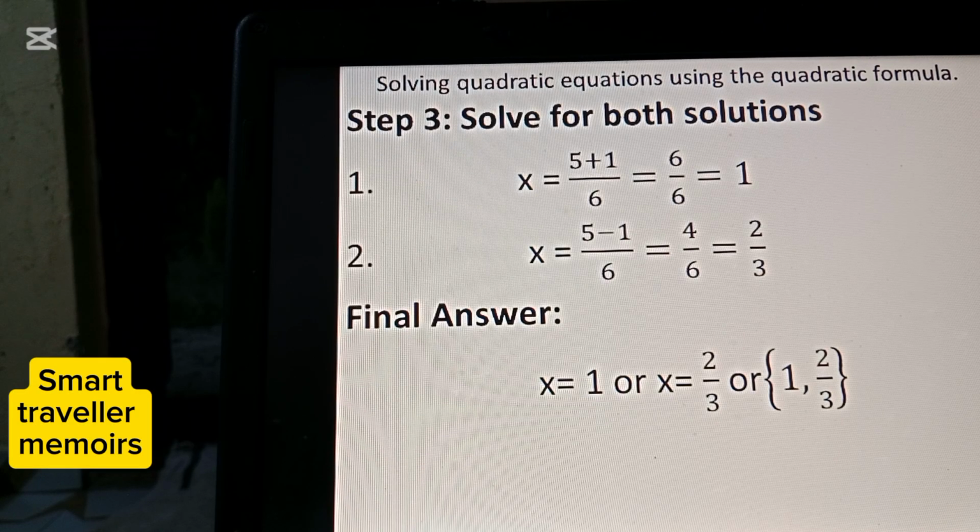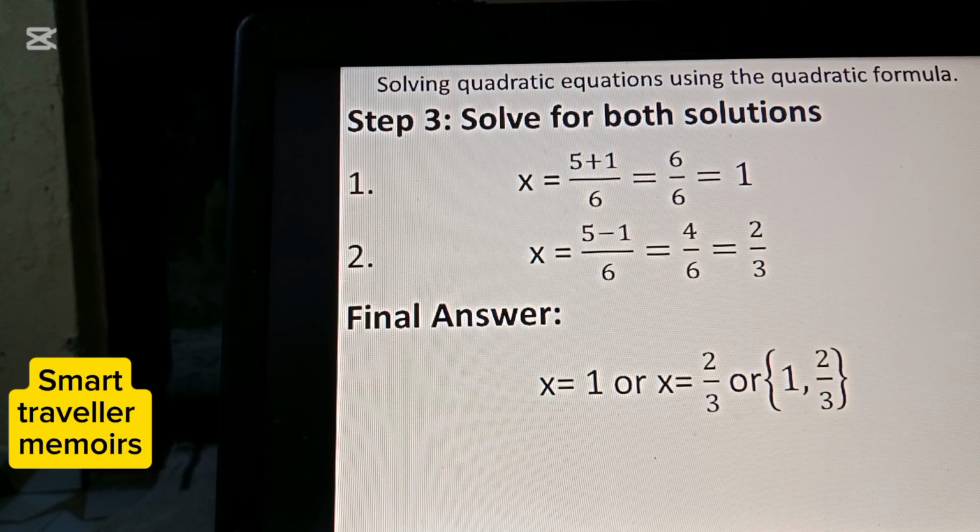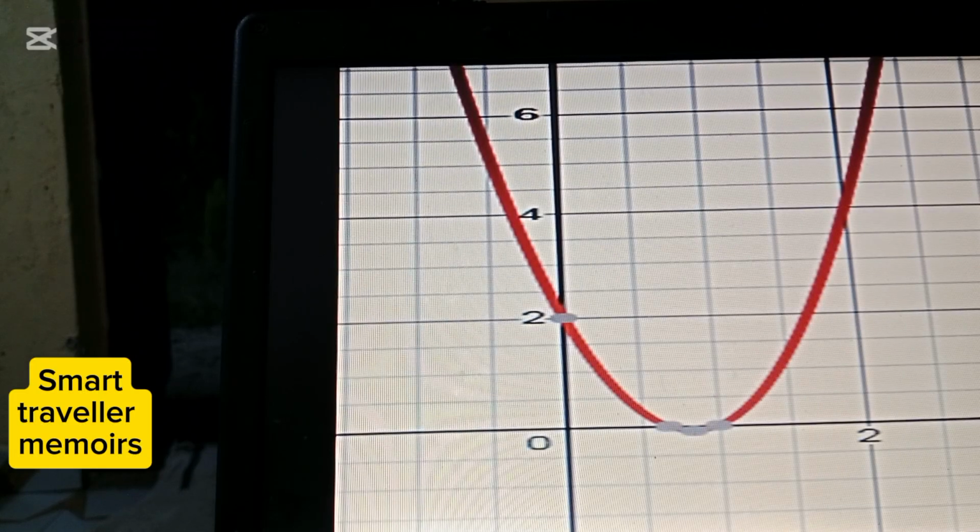That is a positive discriminant. The first one did not have a fraction, this one has a fraction. And this is the graph. You can see the two values there.